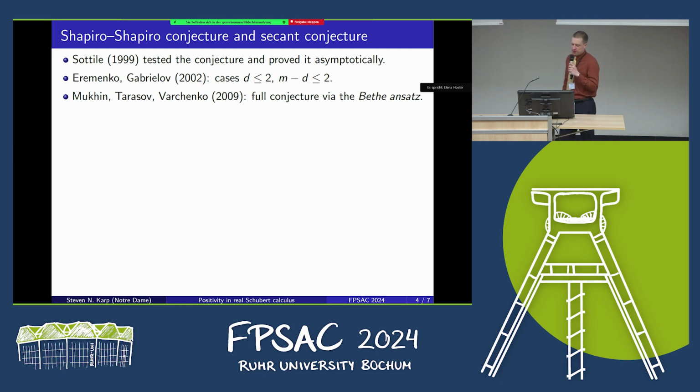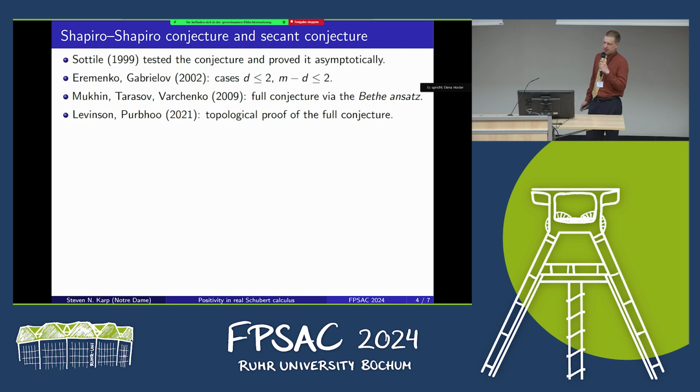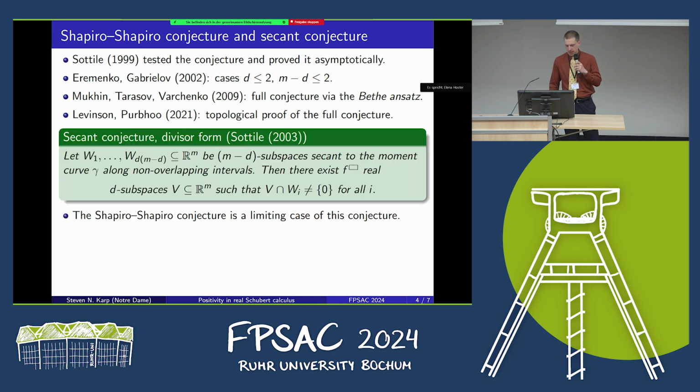The conjecture was proved in full generality by Mukhin, Tarasov, and Varchenko a few years later, and used a remarkable connection with representation theory and mathematical physics, in particular, something called the Bethe ansatz. And a completely different proof was given by Levinson and Purbhoo a few years ago using topological arguments. Okay, so that's the Shapiro conjecture, which is actually a theorem and has been for a while now. But what I want to talk about is a generalization due to Sottile from 20 years ago called the secant conjecture.